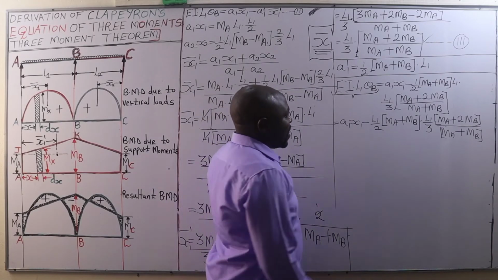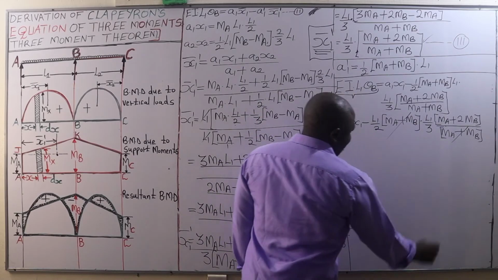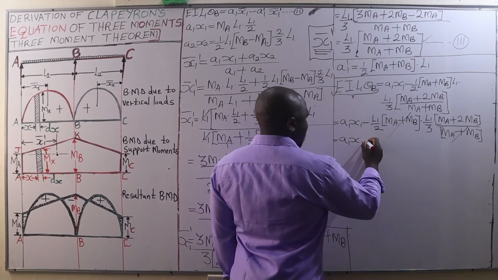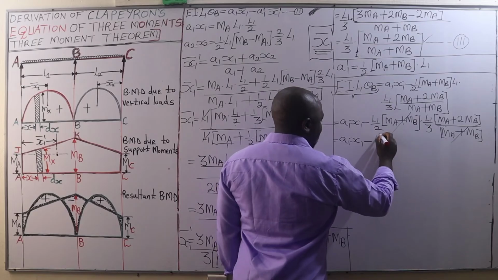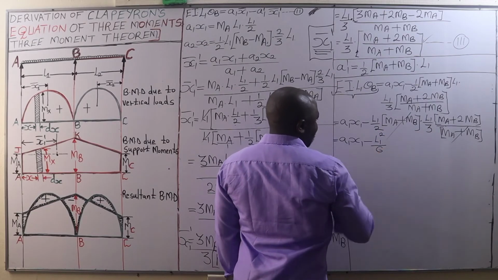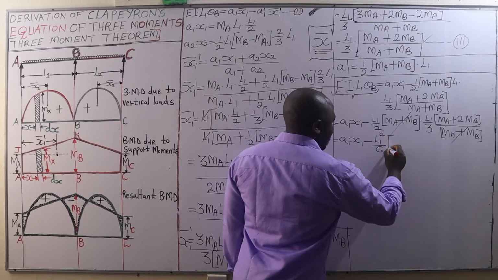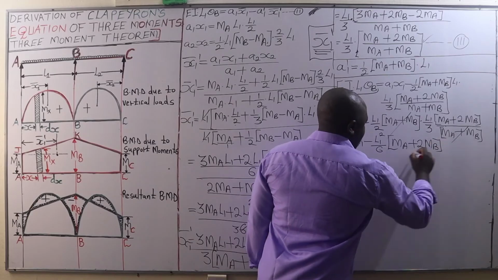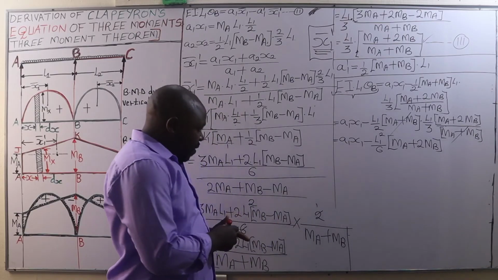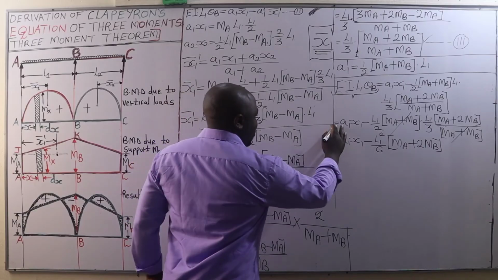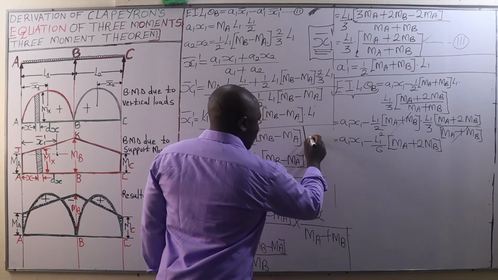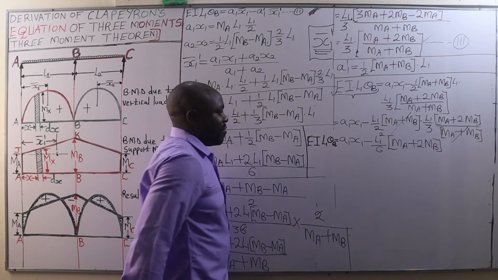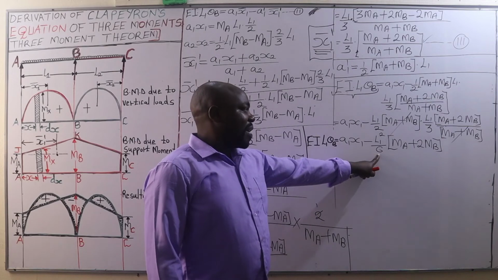Very good. So what will happen is that this MA plus MB and this MA plus MB are going to cancel out, and we are going to remain with this A1 x1 minus L1 times L1, that is L1 squared, all over 2 times 3, that is 6. So you are going to have 6 there, into MA plus 2MB. So that's what we are going to have. And remember, on the left hand side of the equal sign, we have EI L1 slope at B. That's what we have.